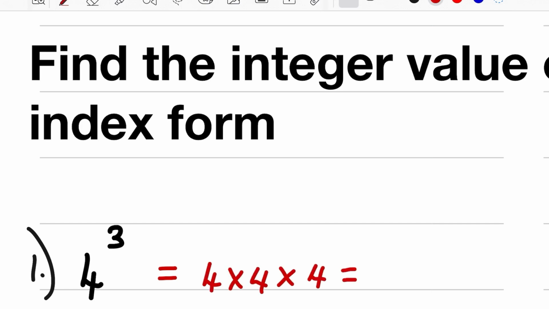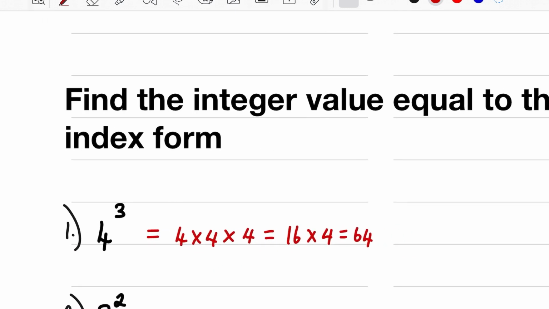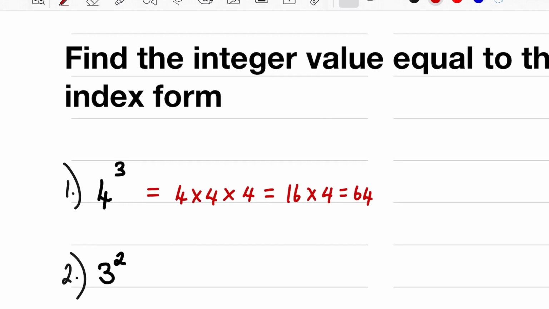Now, how do you actually evaluate this answer, or find the value of this answer? That's what evaluate means. What we're going to do is multiply from left to right. So we're going to take 4 times 4, which you should know from your times tables is 16. And now we have another times 4 here. So that's 16 times 4, which you can work out manually on the side or with a calculator. But 16 times 4 is 64. And that's your answer for the first example.